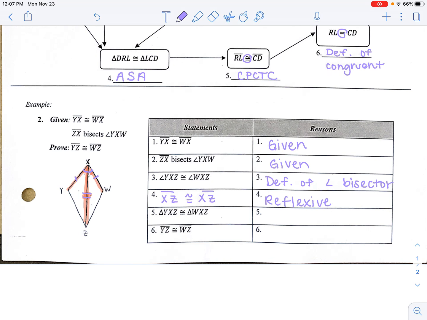Okay, triangle YXZ is congruent to triangle WXZ. Well, to me, it looks like side, angle, side. And the last reason, YZ is equal to WZ. Well, what always comes after that? CPCTC.